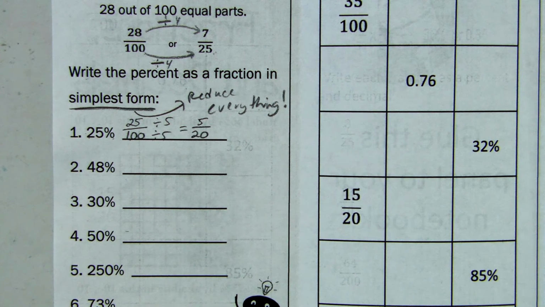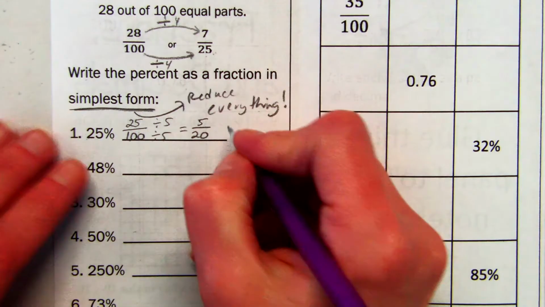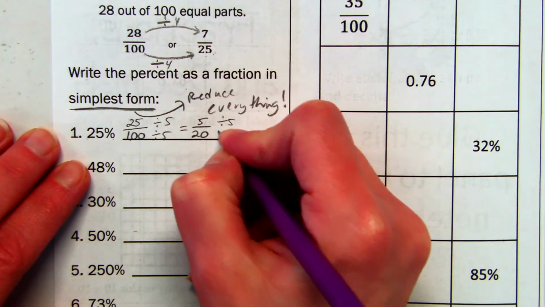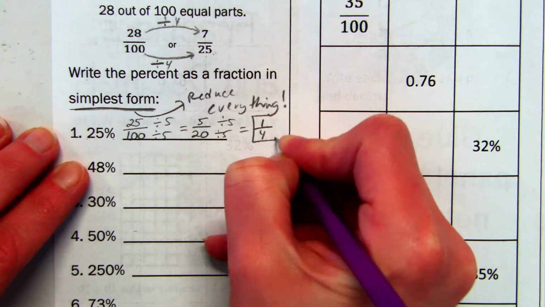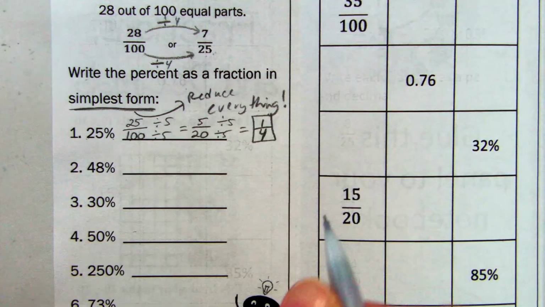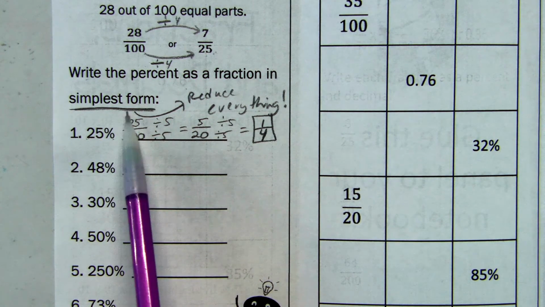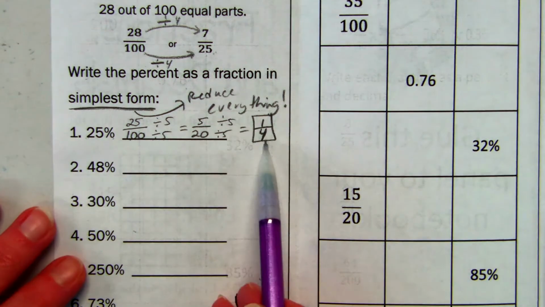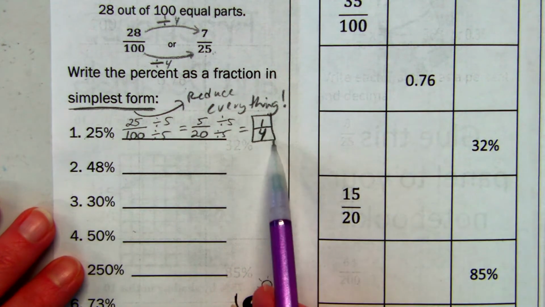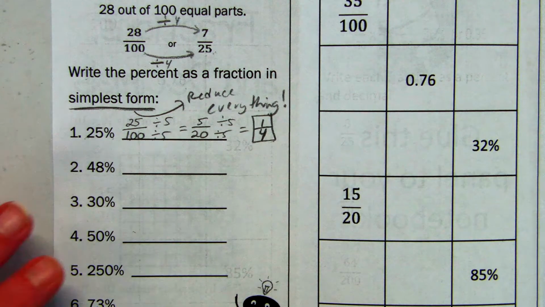Can I go any further? What could I divide by now? 5. You could divide by 5 again. So divide by 5, and I'll get 1/4 as my final answer. We could have also just divided these by 25, but it's okay. Just keep dividing until you can't divide anymore. Make sure you're dividing the top number and the bottom number by the same thing. And so this would be equivalent. So 25% is 1/4, which you probably already knew.